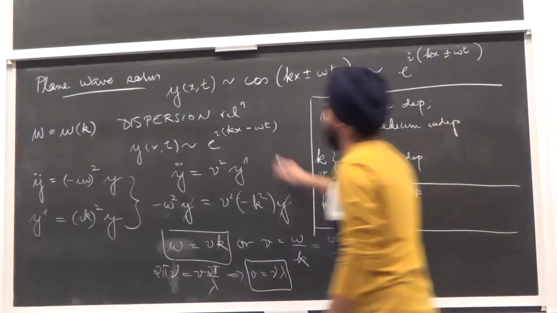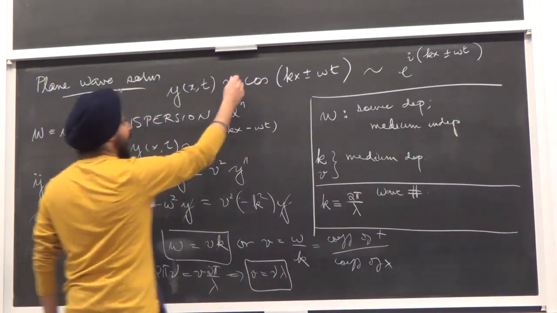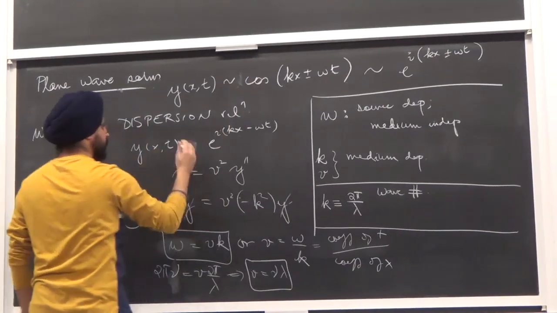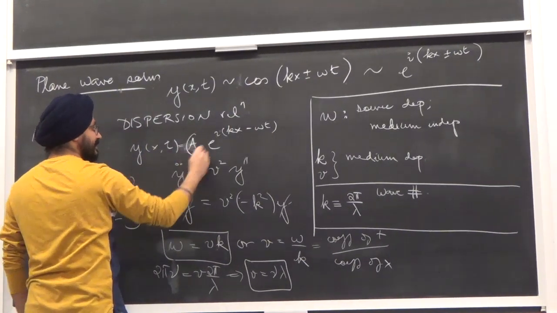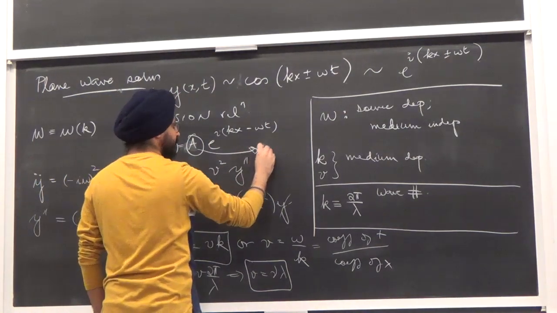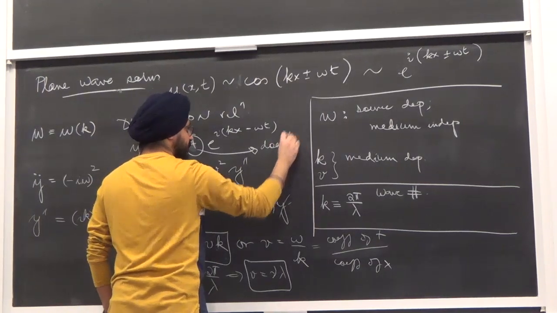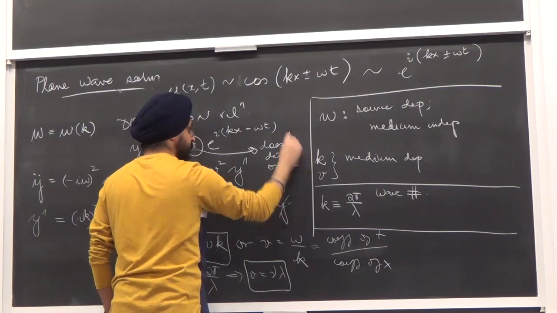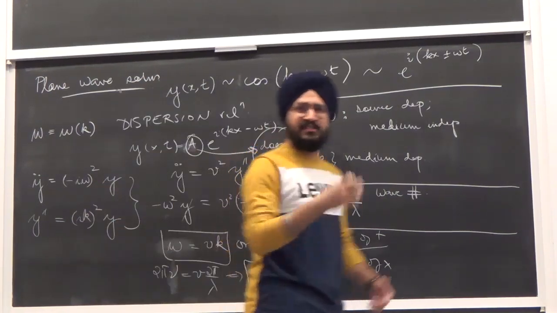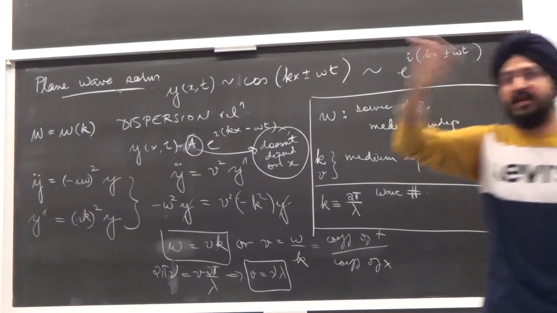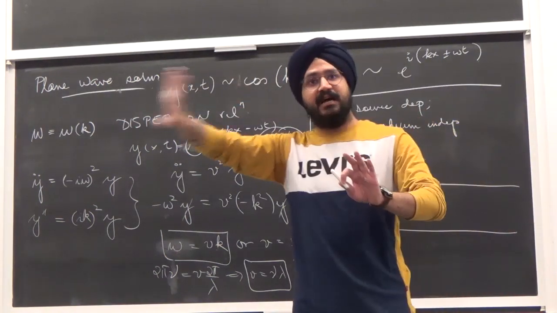And I should mention that these are plane wave solutions, because the amplitude, whatever I call it, let me call it a, this a is a constant. It doesn't depend on x. You might say amplitude is always constant. No. This is a wave which is propagating through. The sinusoidal wave has a constant amplitude.